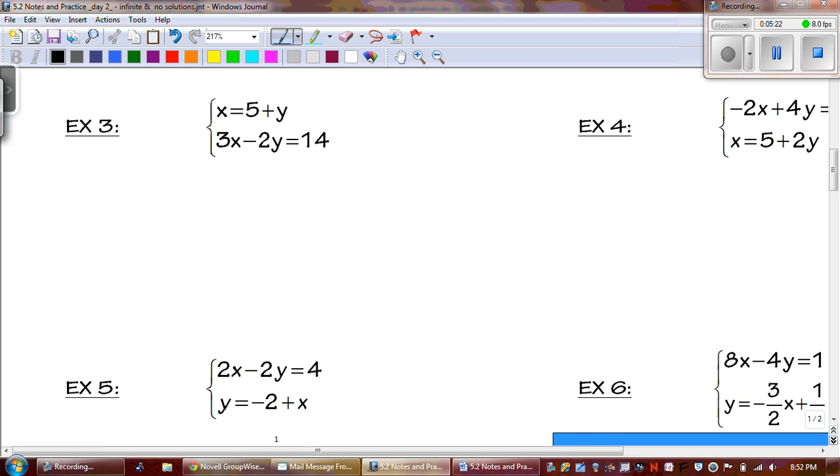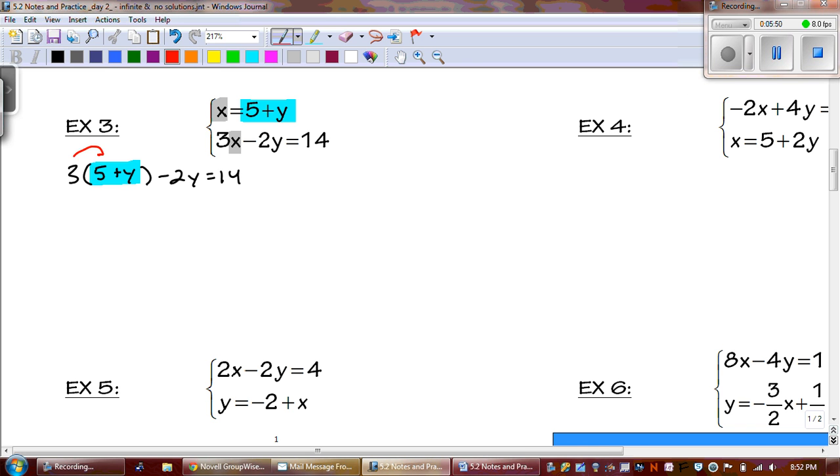All right, let's look at example number 3. The x is all by itself. X equals 5 plus y. I'm going to find where the x is, and that's what I'm going to plug in. All right, so inside the parentheses, we're writing what x equals, and it said that x equals 5 plus y.